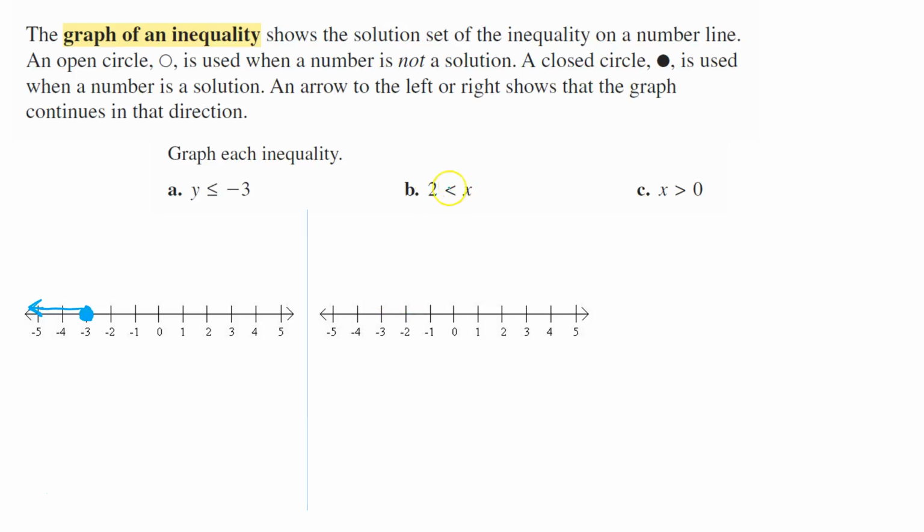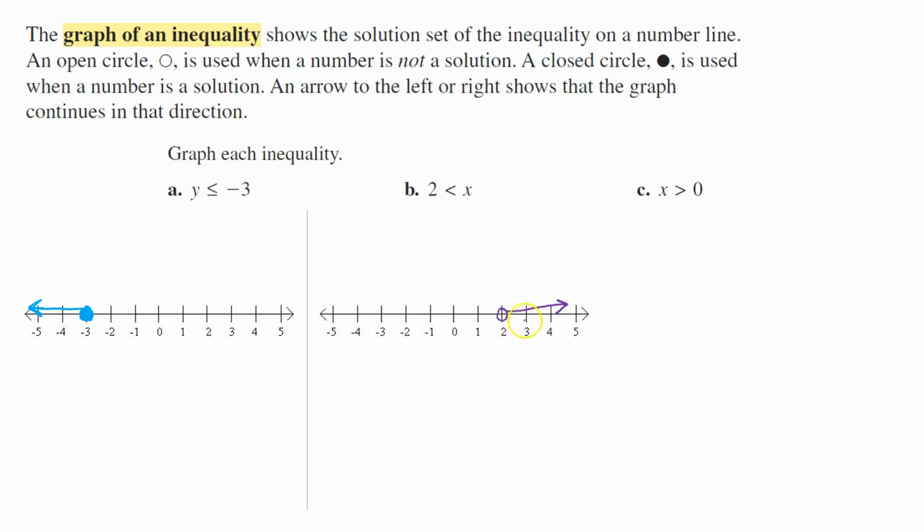Here we have 2 is less than x. So 2 is where I'm going to make a circle. Is 2 a solution? 2 is less than 2. No, it's not. So 2 is not a solution, so I'm going to leave this an open circle. And then 2 is less than the numbers that I'm going to draw. That means that the numbers I'm going to draw are more than 2, so they're over here.